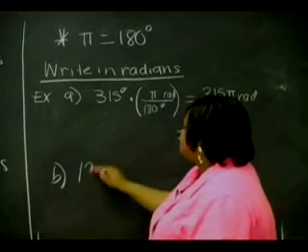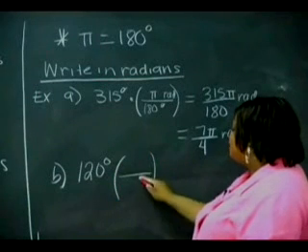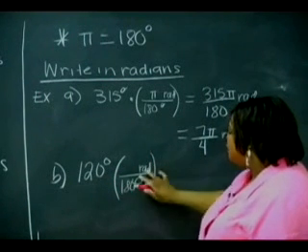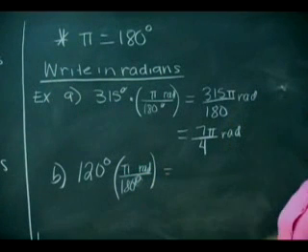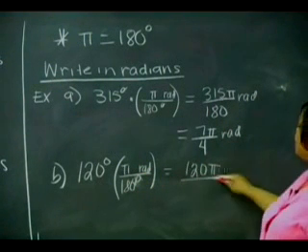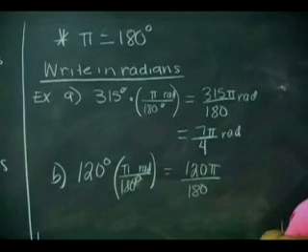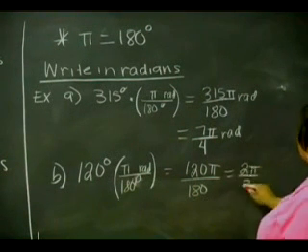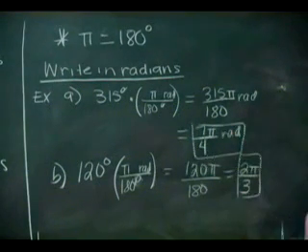How about if I have 120 degrees? So I know I want my degrees down here and my radians here. So I have my 180 and my pi. Right? So I have 120 pi over 180, and I should be able to simplify that one very easily: 2 pi over 3.